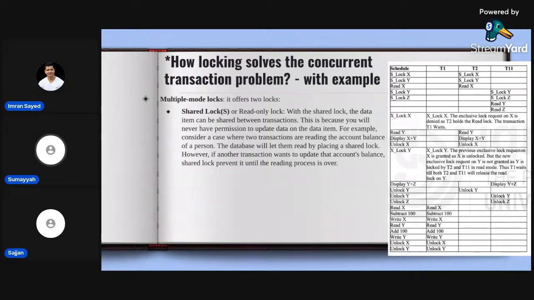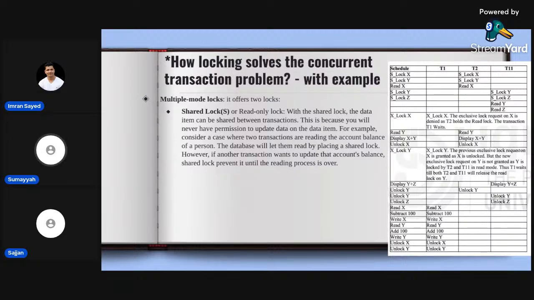Multiple mode locks offers two locks, shared lock or read only lock. With the shared lock, the data item can be shared between transactions. This is because you will never have a permission to update data on the data item. For example, consider a case where two transactions are reading the account balance of a person.